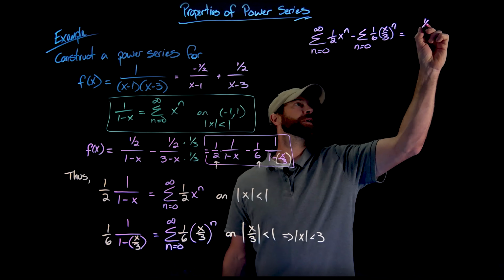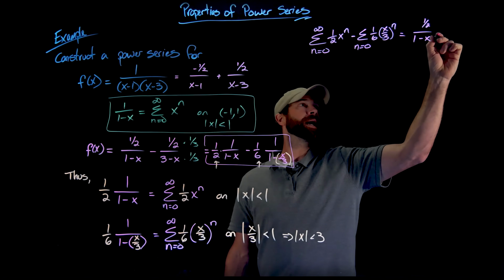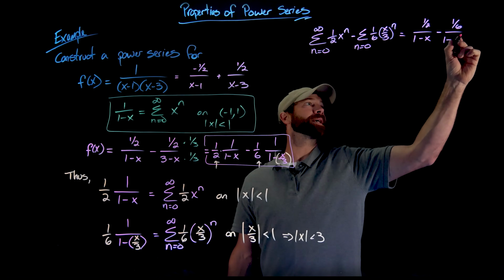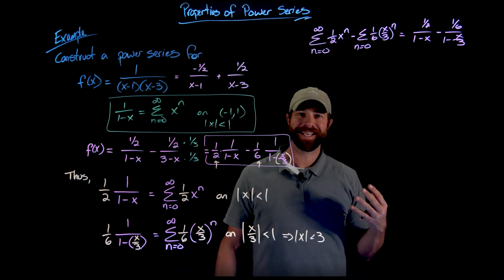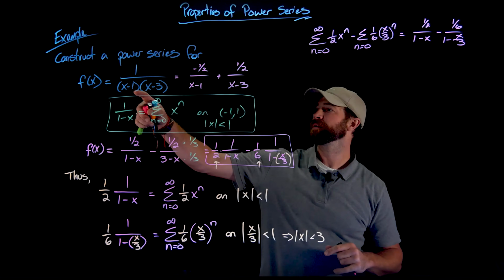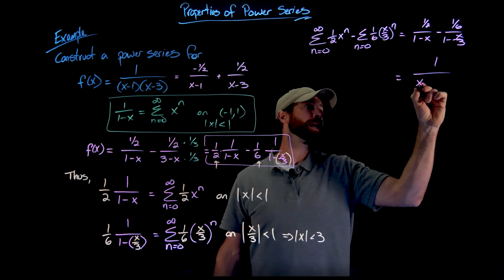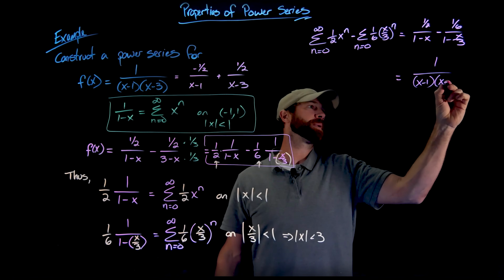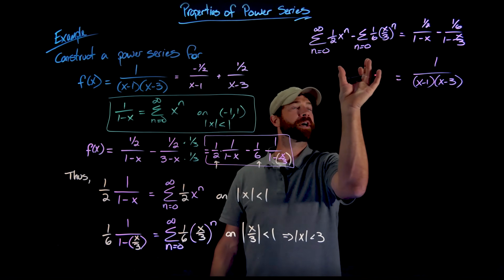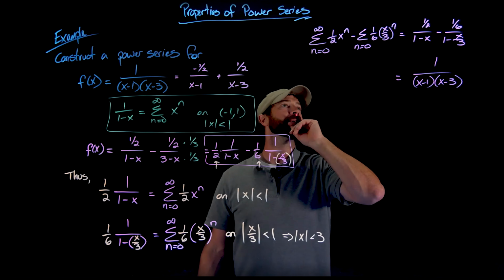And so I'll consolidate these a little bit. So that's 1/2 over 1 minus x, minus the 1/6 over 1 minus x over 3. And given my work previously, all this is a version of this original function, which is 1 over x minus 1 times x minus 3. And so this can be represented by this power series. I'll combine these together just using my properties of infinite sums.